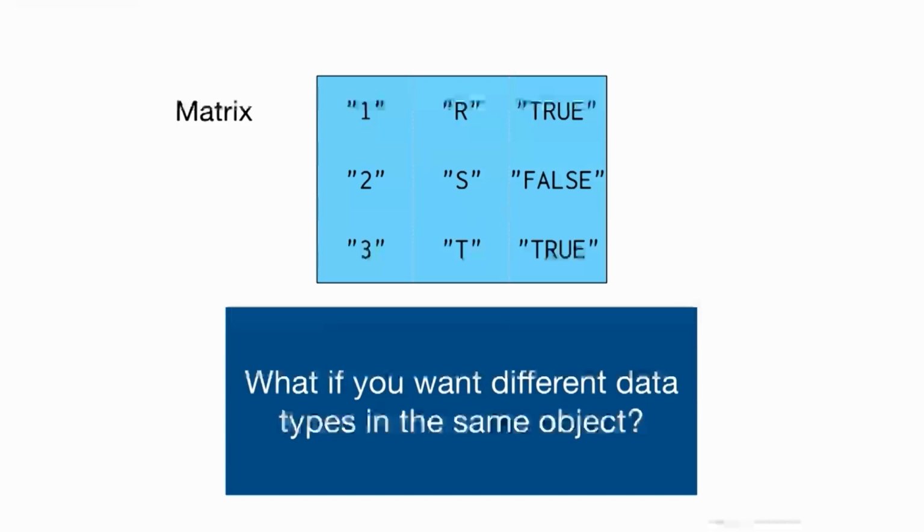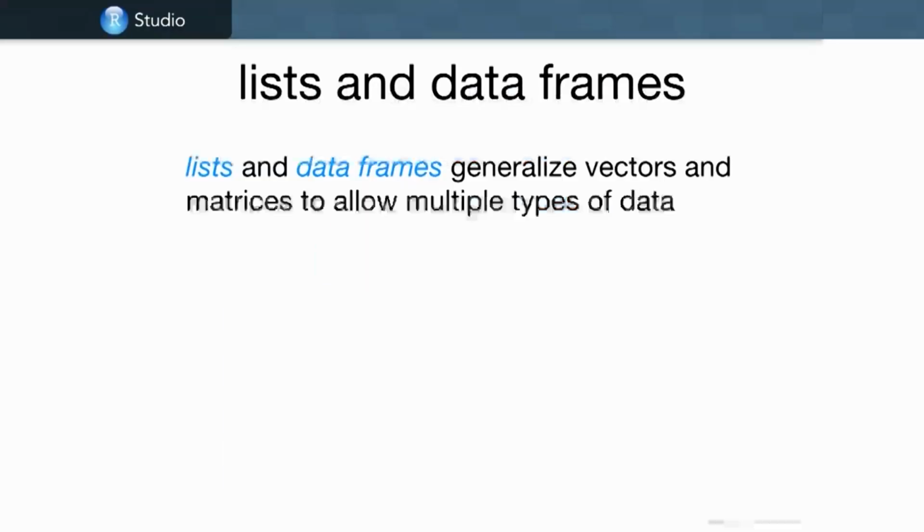But what if you actually want different types of data in the same object? A little bit ago, we looked at a data set that had dates, names, and whatnot that came from Excel. Excel can handle multiple types of data, so we should hope that R can too. Otherwise, we might just stick with using Excel. Well, R can. You need to use a different type of data structure to include different types of data. And you can use a list or a data frame.